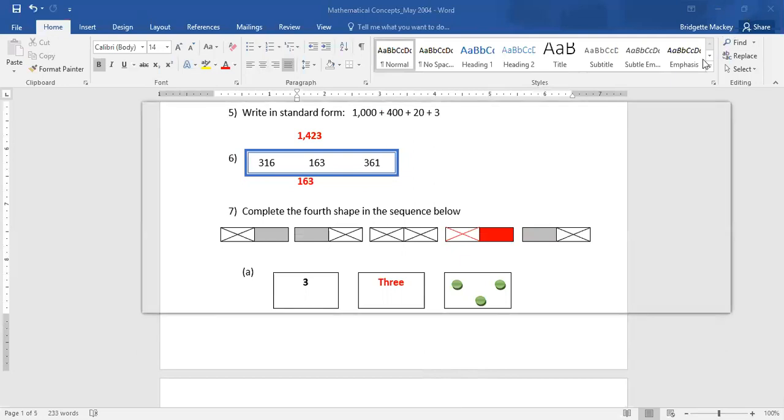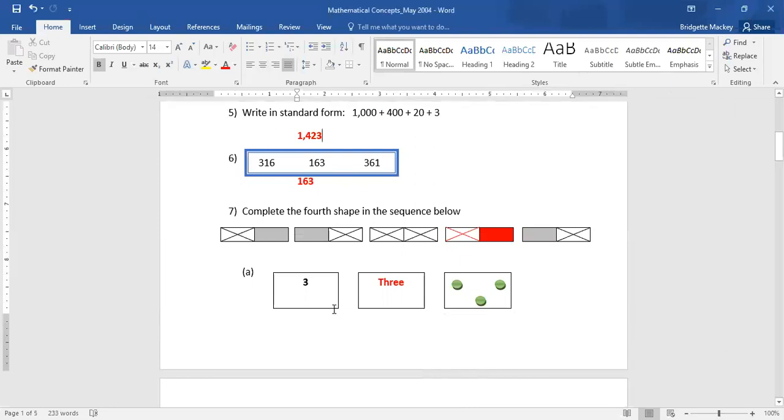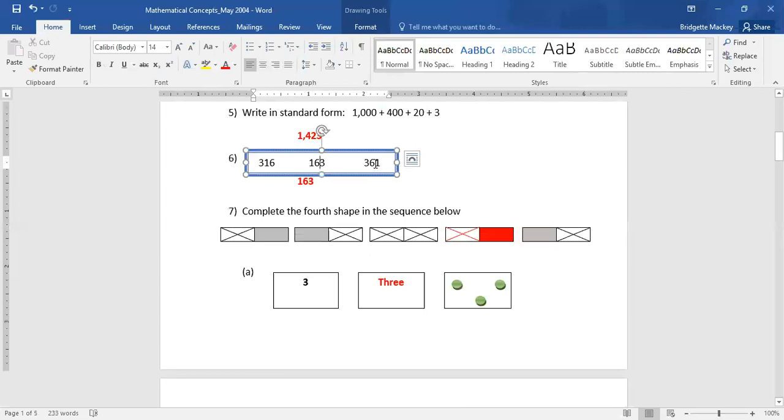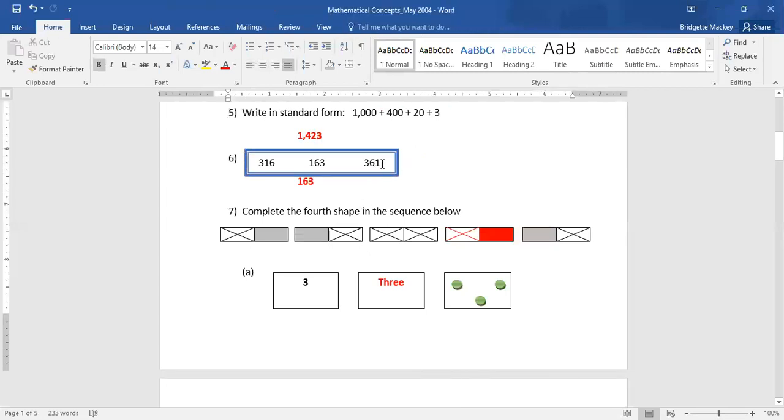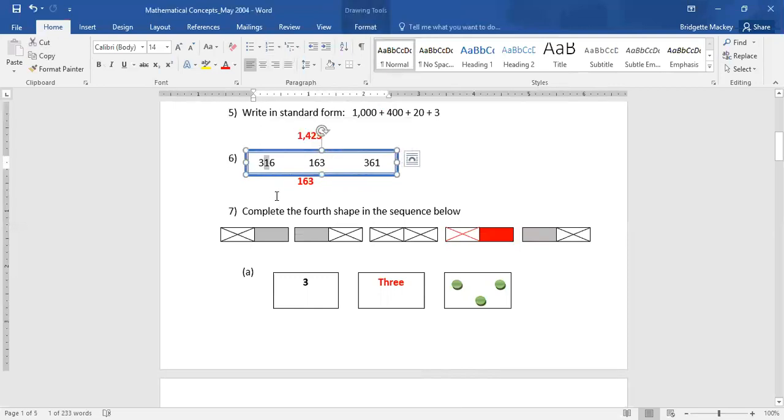So the next question was, look at the numbers and then write down the number where the 1 has the greatest value. Okay, so that's what we're doing here. We have 3 numbers. Each number has a digit 1 in it. So we want the number that has the 1 in the highest position. So this number, well, let's start from the front. This number, 316, has the 1 in the tens position.